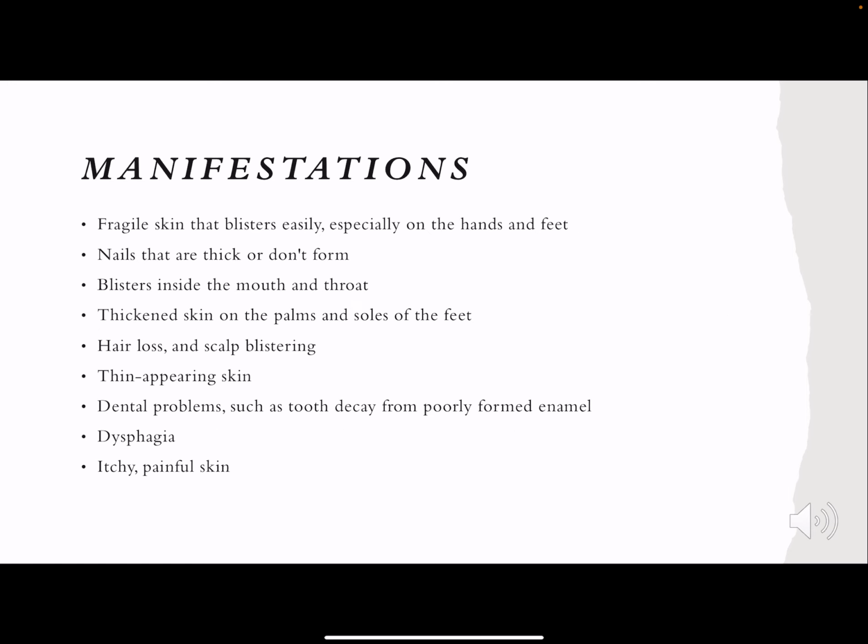Some of the manifestations include fragile skin that blisters easily, especially on the hands and feet, nails that are thick or even don't form, blisters inside the mouth and throat, thickened skin on the palms and soles of the feet, hair loss and scalp blistering, thin appearing skin, dental problems such as tooth decay from poorly formed enamel, dysphagia, and itchy, painful skin.